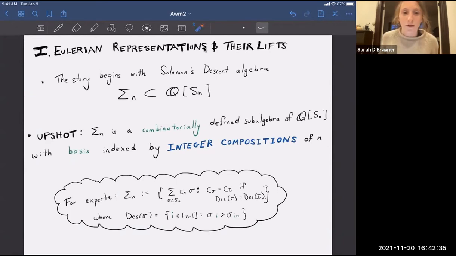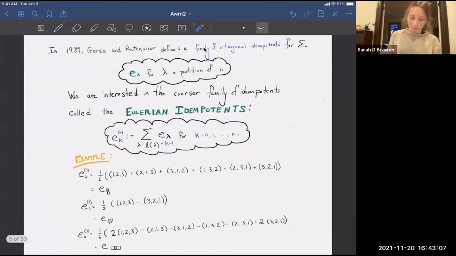Really this story starts with a combinatorial subalgebra of the group algebra of the symmetric group, which is called Solomon's descent algebra. I'm going to try and keep things very non-technical today, but if you've never seen it before, you can think of it as some combinatorially defined subalgebra of the group algebra, and its basis is indexed by integer compositions of n. And here's the definition for experts, if you're familiar. Okay, this is a very famous algebra in combinatorics.